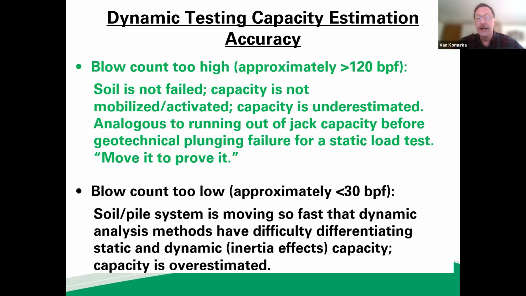Now, conversely, if the blow count is too low, and we're going to use 30 blows per foot as a cutoff here, again, that's a matter of judgment of an experienced person performing the signal matching. Now the soil pile system is moving so fast that dynamic measurement or dynamic analysis methods like wave equation or signal matching have trouble separating soil resistance from inertial effects. And so they tend to ascribe more capacity, more geotechnical capacity to the pile than it actually has. And so the capacity in that case, when the blow counts are too low, the capacity is overestimated.